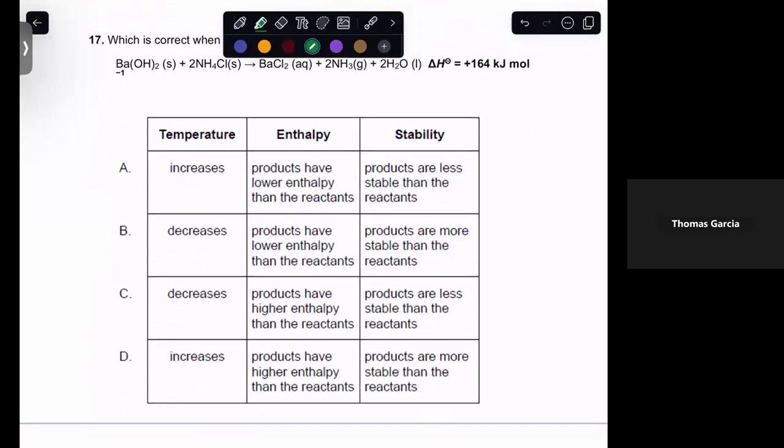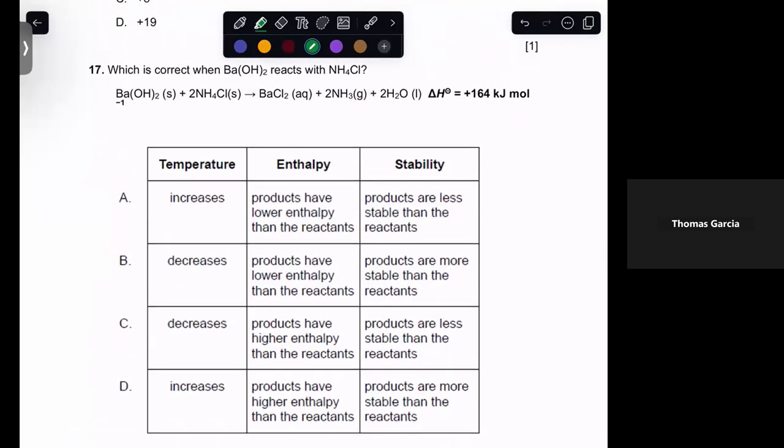So moving on with this one, which is correct when barium hydroxide reacts with ammonium chloride. First thing I notice, delta H is positive, which means the temperature will decrease. That's because it is endothermic, meaning it's taking energy from the environment into itself. So the overall temperature will decrease. So it has to be B or C.